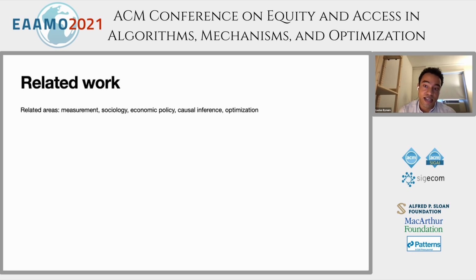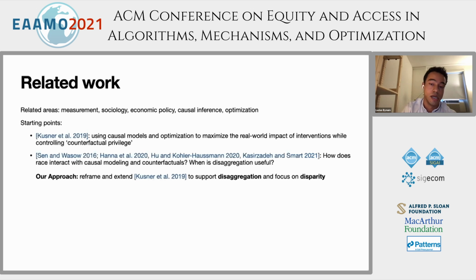Our formalization here is aimed at a pretty broad range of real-world problems, so the corresponding research context is also very broad. Related areas include measurement, sociology, economic policy, causal inference, and optimization. With such a broad range of topics, we can't cover a full list of every related paper, so here I'll just talk about the main starting points for our work. The first paper in the list, Kuzner et al., looks at using causal models and optimization to maximize the real-world impact of interventions. That's our main starting point that we want to build on, where instead of maximizing impact, we'll focus on disparity.